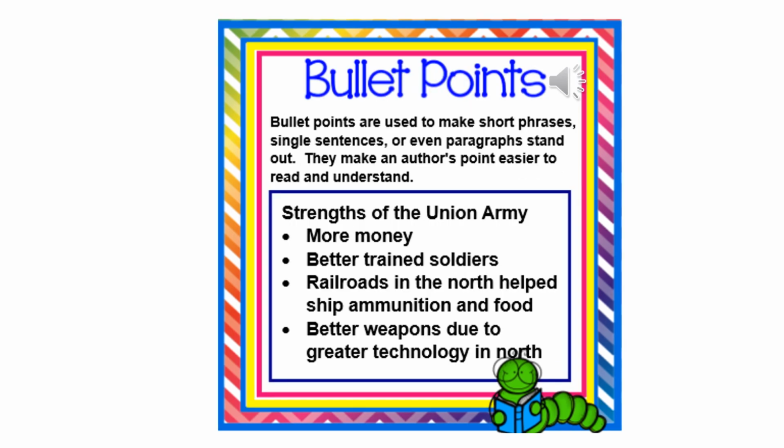Bullet points. Bullet points are used to make short phrases, single sentences, or even paragraphs stand out. They make an author's point easier to read and understand. You'll see in the example below that underneath the header, Strengths of the Union Army, there are 4 bullet points. Can you find the bullet point that says better weapons due to greater technology in the North?